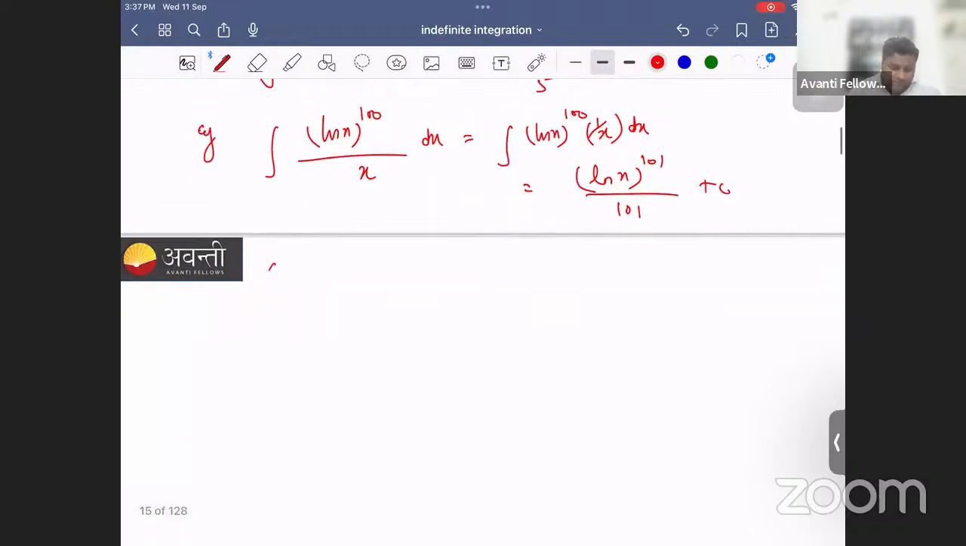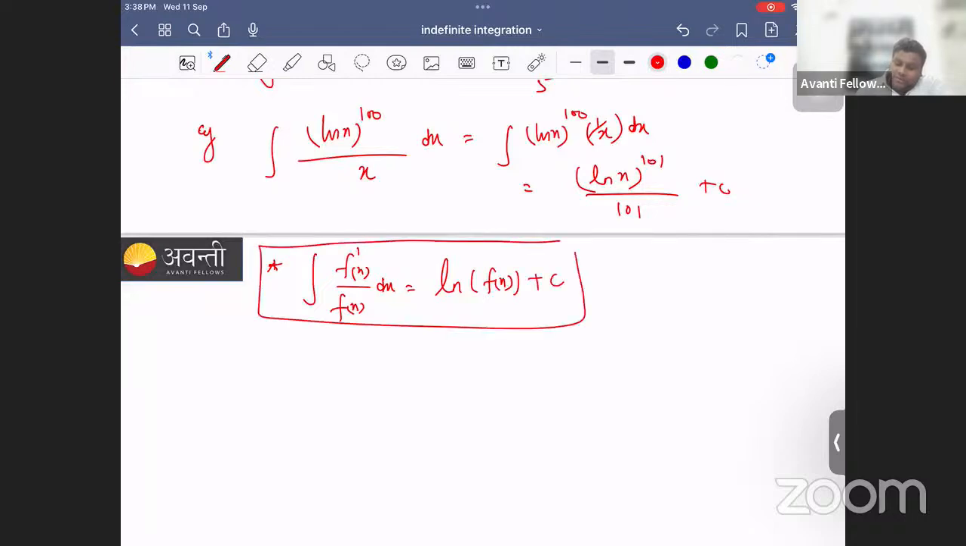Another form is like integration of f dash x upon f(x) dx. Means there is something in the denominator whose derivative is right there in the numerator, the total full derivative. So the answer will be ln of f(x), ln of the denominator, plus constant. But remember, it should be a full derivative. Whatever the thing is in the denominator, its total derivative should be there in the numerator. It should not be partial. Got it?